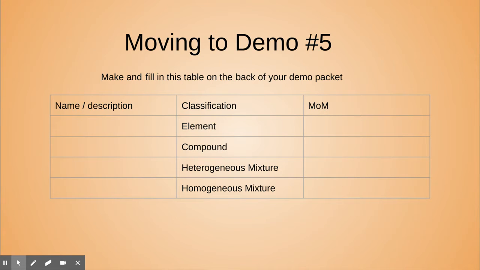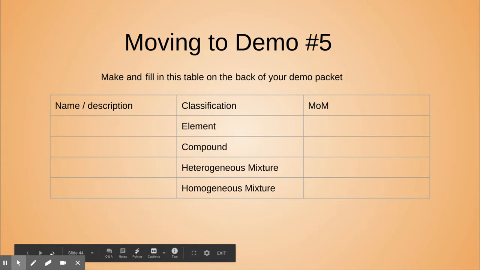For the heterogeneous mixture, we actually haven't drawn one of these yet, so you might leave that one blank, and that's fine. We can talk about that at some point in class. So do that, and then when you're ready, start the video again. So go ahead and pause it.